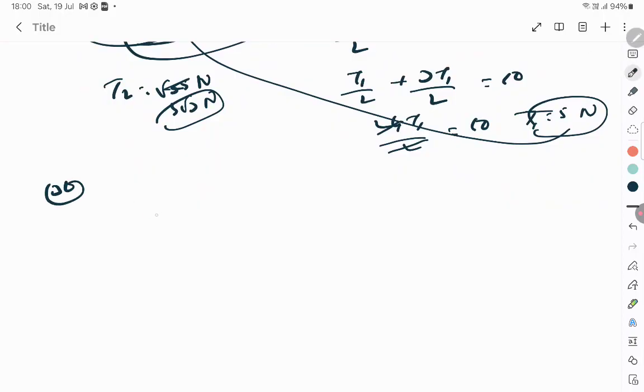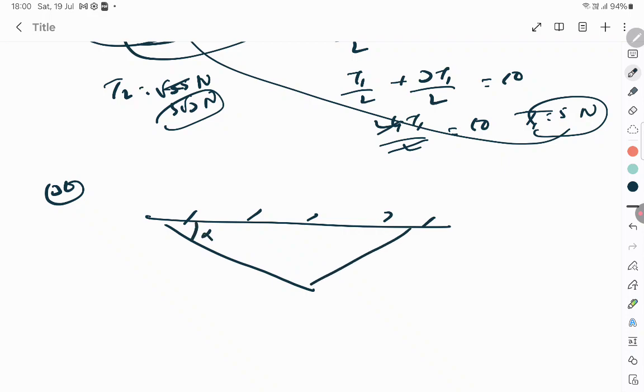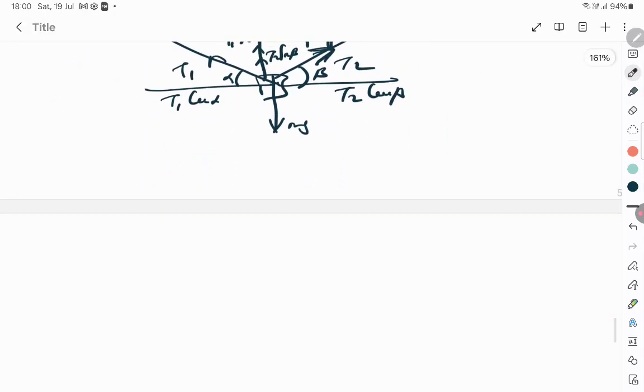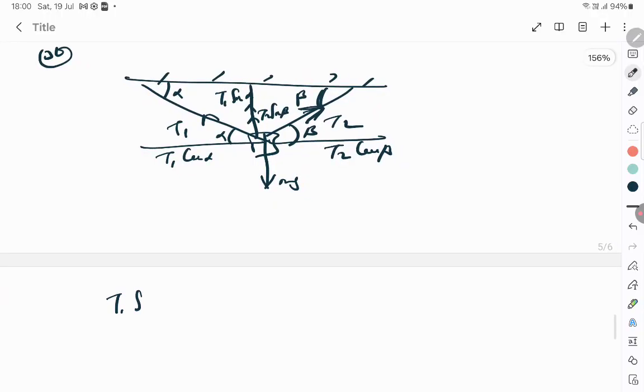Okay, example 36. Here is a rope which is making an angle alpha on one side and an angle beta on the other, and this is a block which is coming down with weight mg. As usual, this is T1 and this is T2. If this is alpha, there will be T1 cos alpha and T1 sin alpha. And this is beta, so you have T2 cos beta and T2 sin beta. Now left is equal to right and up is equal to down, and you know what has to be done.